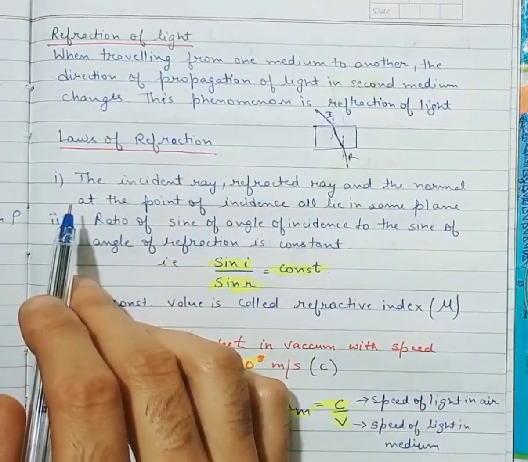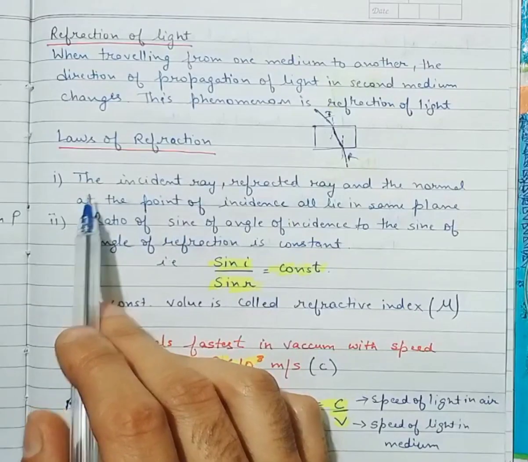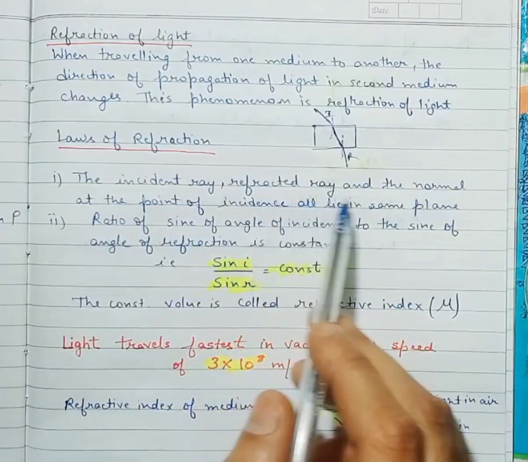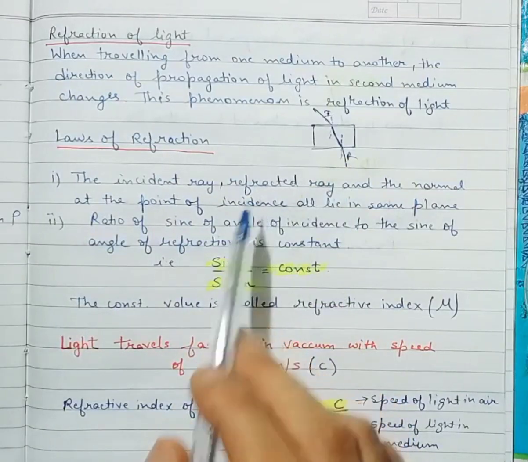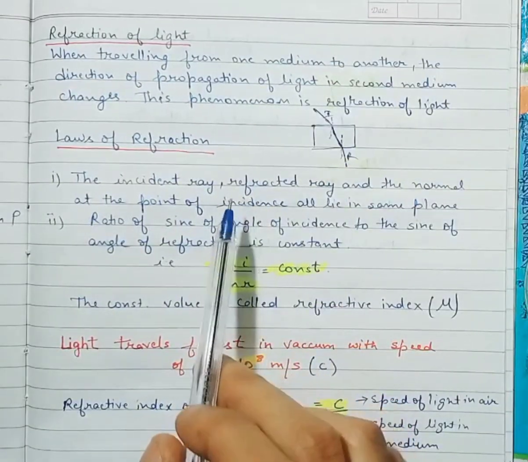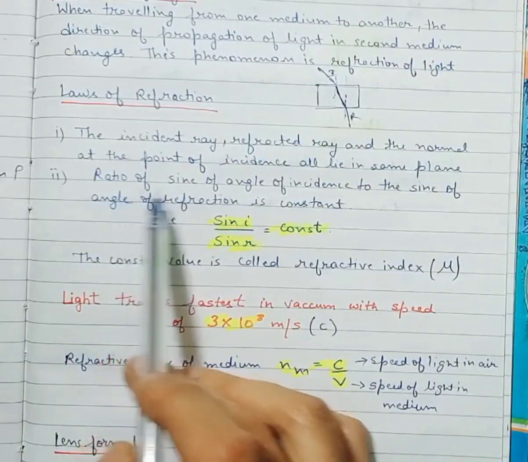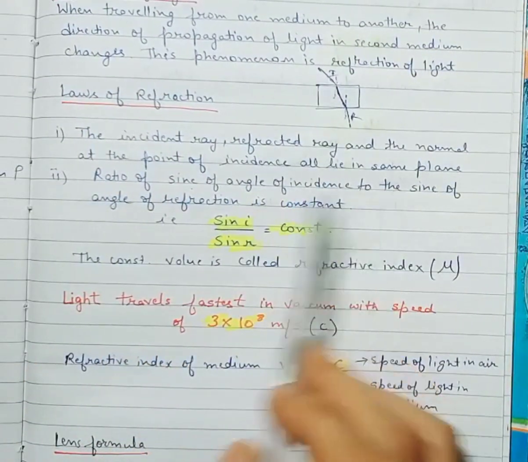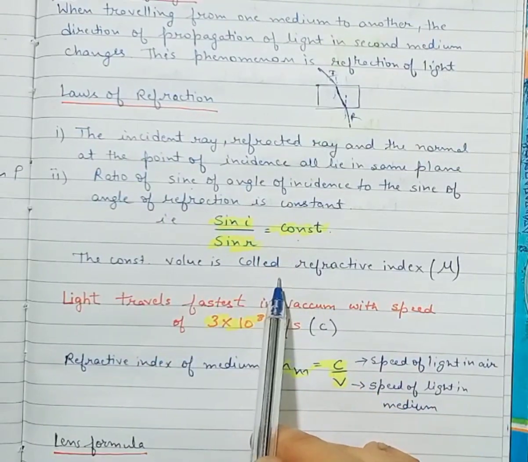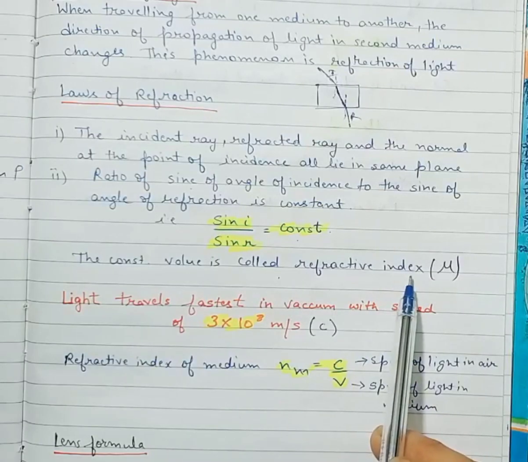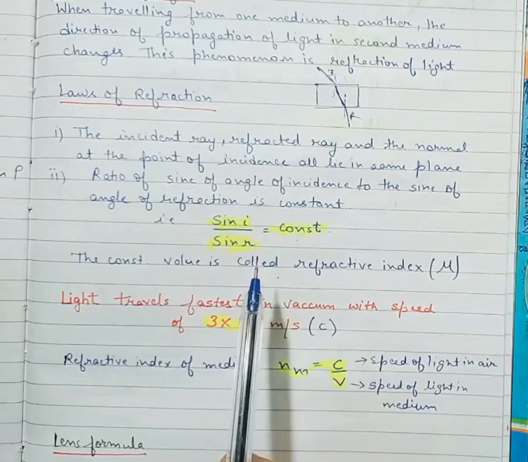Next, there are some laws of refraction also, like reflection. The first refraction law is the incident ray, refracted ray, and the normal at the point of incidence all lie on the same plane. This is the same as the reflection law. Another law of refraction is the ratio of sine of angle of incidence to the sine of angle of refraction is constant. This constant is known as the refractive index, denoted by mu, such that sine i by sine r equals constant.